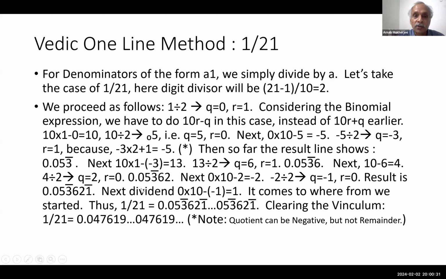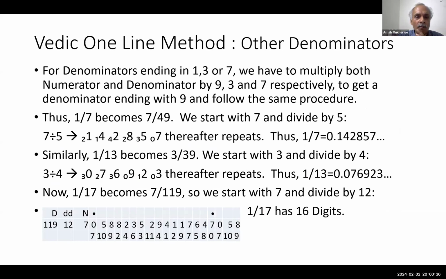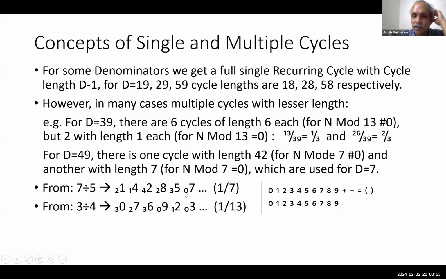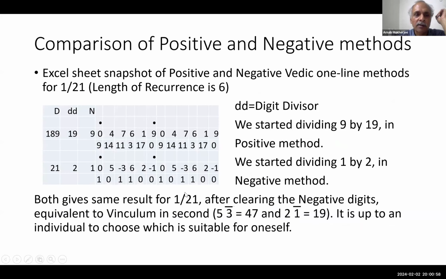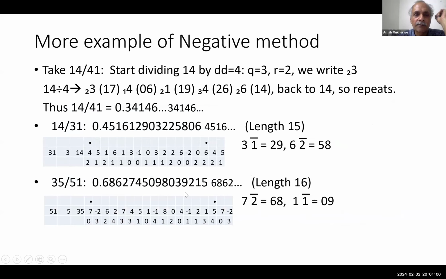So now tell me, earlier I did 1 by 17. Actually, if we do by negative method, 17 into 3 is 51. So we could have done 3 by 51 also, instead of 7 by 119. I discussed like that. 7 by 51. So here it is.